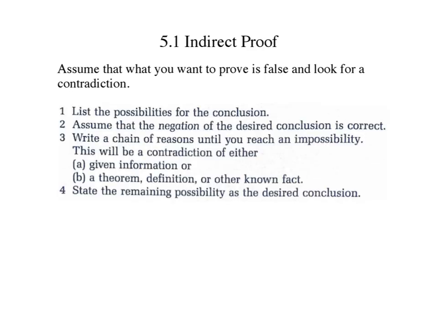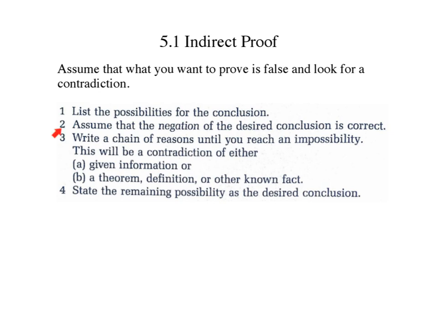Today I am going to talk about sections 5.1 through 5.3. 5.1 has to do with indirect proof, which is another way of writing a proof than what we've been doing so far. So in order to prove something indirectly, you assume that what you want to prove is false and you look for a contradiction.